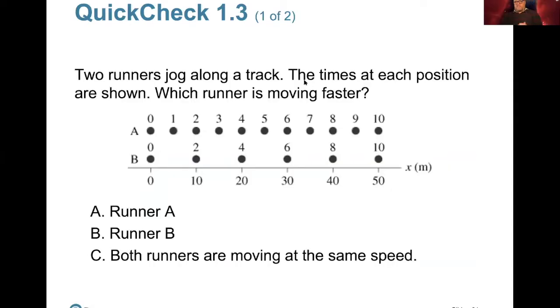Let's talk about these two runners here. Two runners jog along a track. The time at each position are shown. Which runner's moving faster?